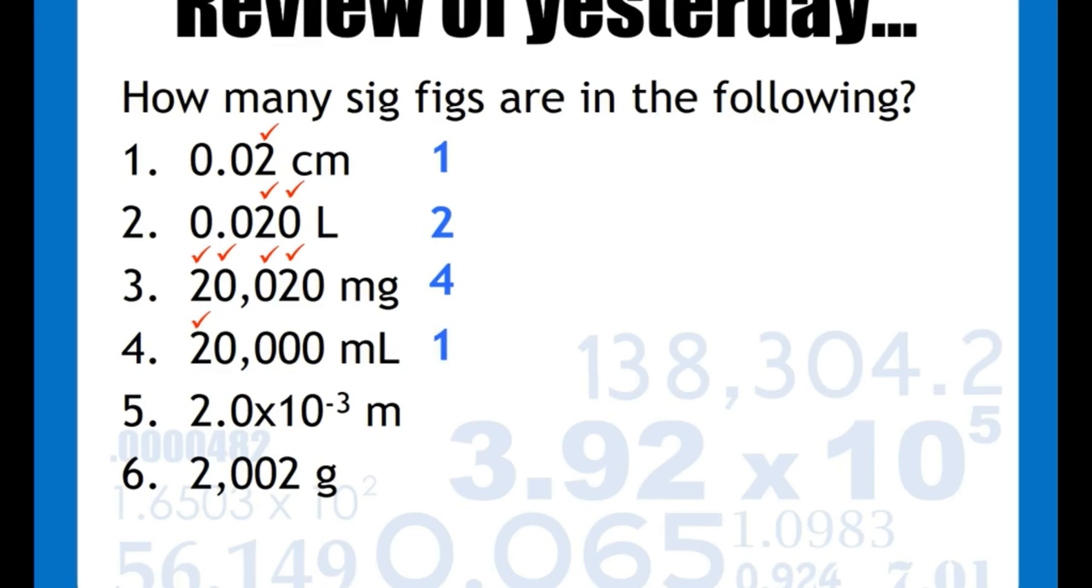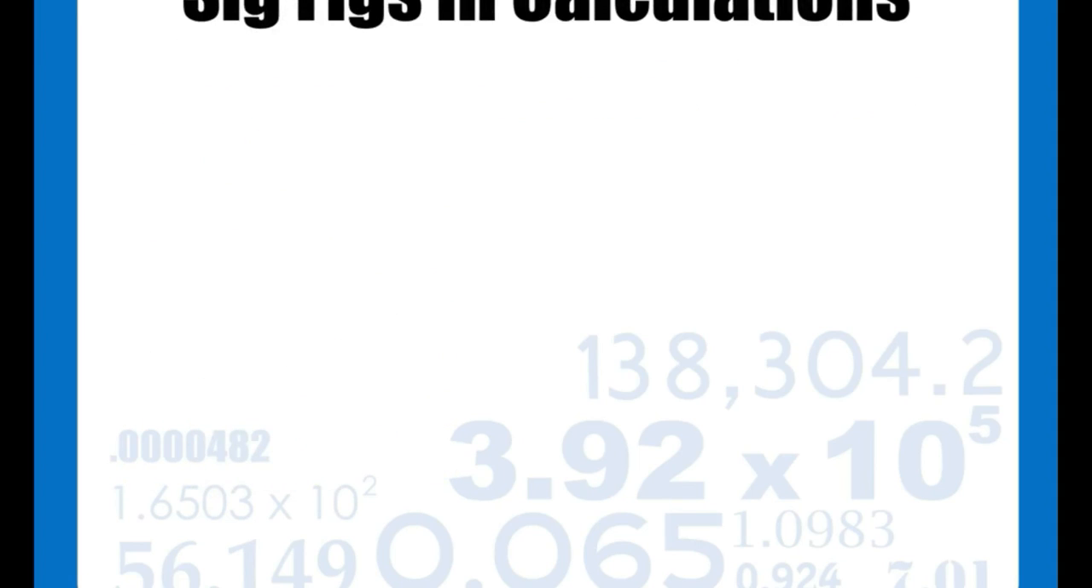Scientific notation is a little bit easier because the coefficient tells you exactly how many sig figs there are. So in the number 2.0 times 10 to the minus 3 meters, the 2 and the 0 will be the ones that are significant. And last but not least, in the number 2002, there are captive zeros. They are always significant. That means that all 4 are going to be significant. So hopefully that was a good review for you how to identify the number of significant figures. Now we move on to calculations.